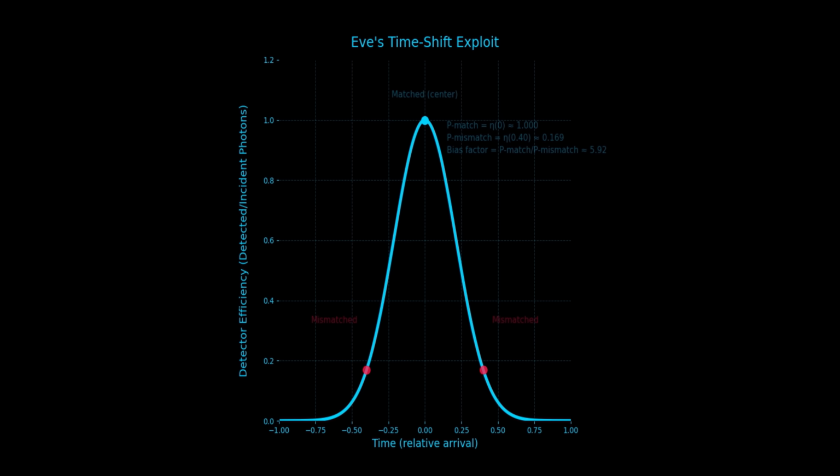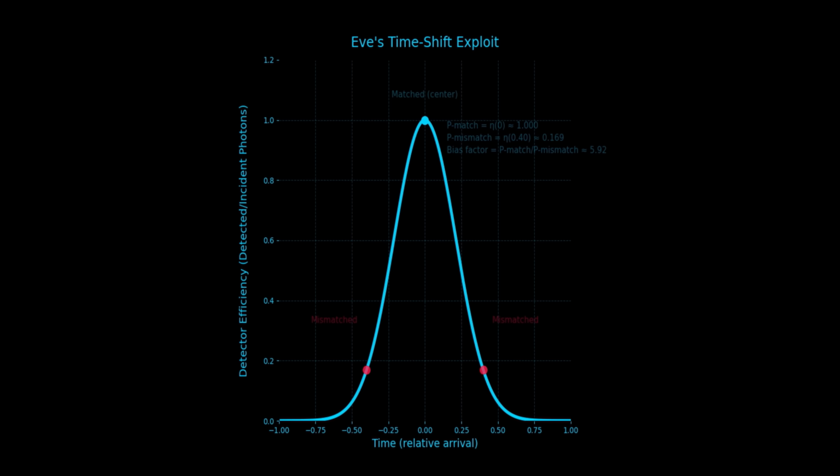P-match, evaluated at time equals 0, is approximately 1.000, while P-mismatch, evaluated at time equals 0.40, is approximately 0.169. The ratio of these two quantities, known as the bias factor, is nearly 6. This means that a photon arriving at the center is detected almost 6 times more often than a photon arriving only a modest distance away.